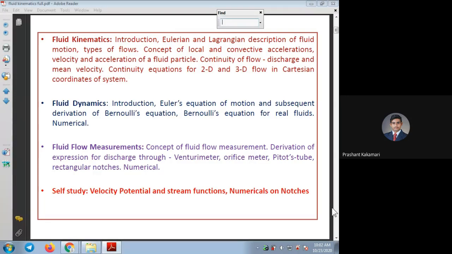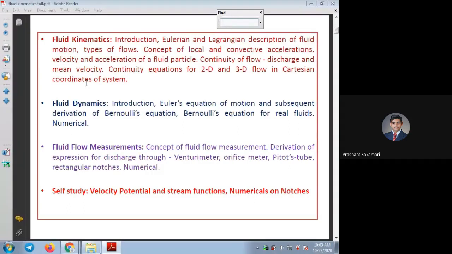Okay, types of flows, and on that basis we are going to derive some equations where, depending upon the space coordinates and the time, the acceleration and velocity change. So in this third unit we have three parts. One is fluid kinematics, then fluid dynamics, then the fluid flow measurements. So these are the three components.